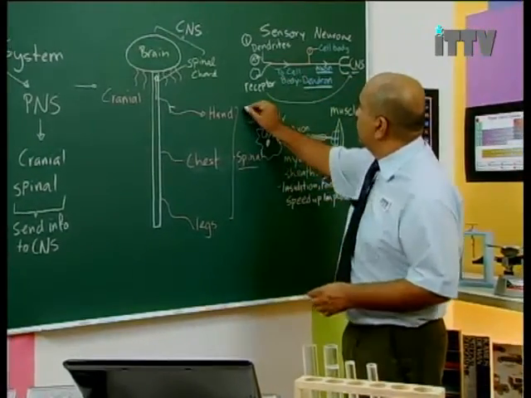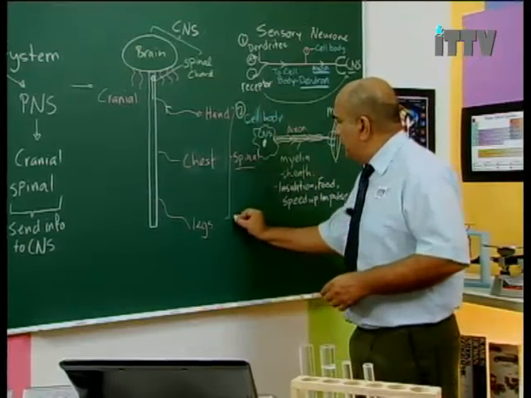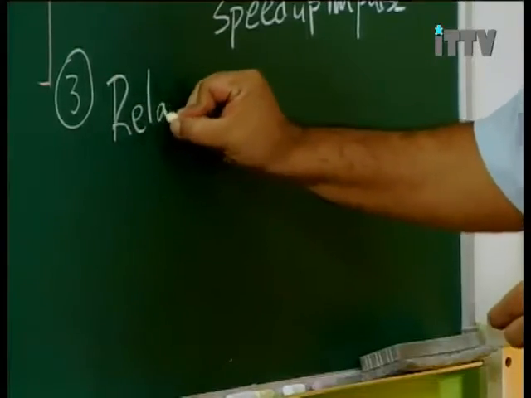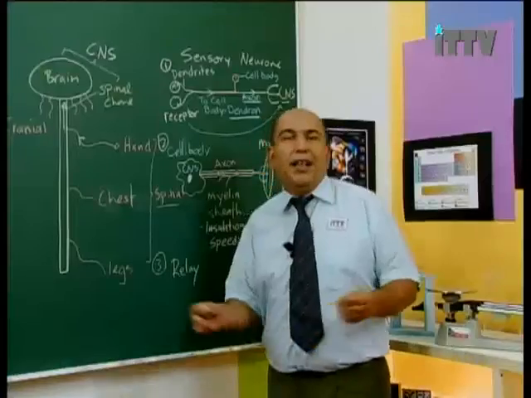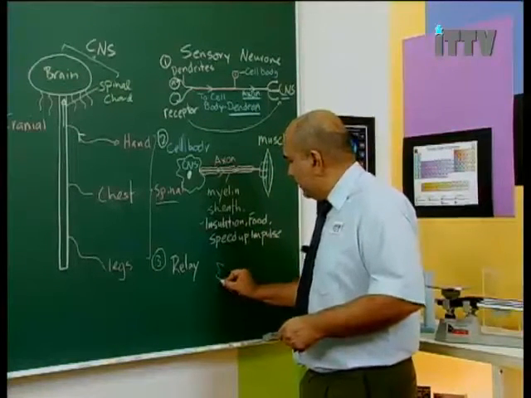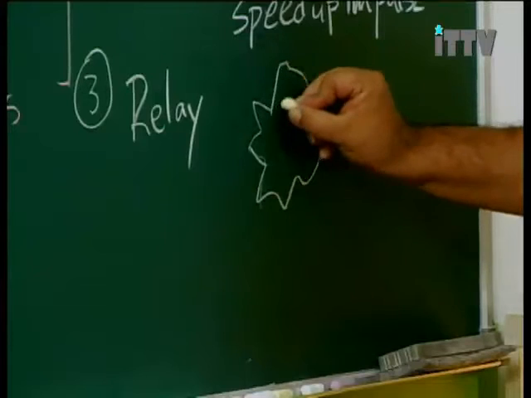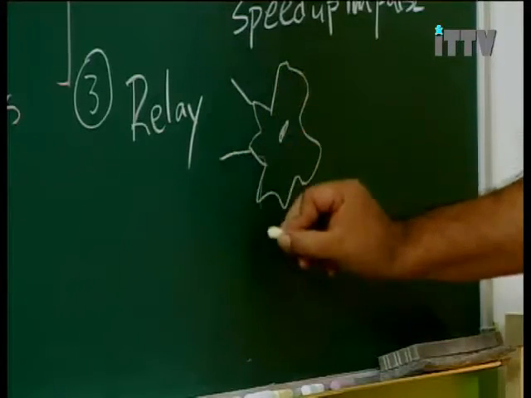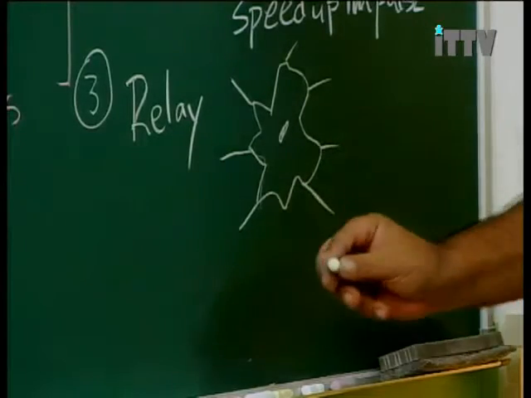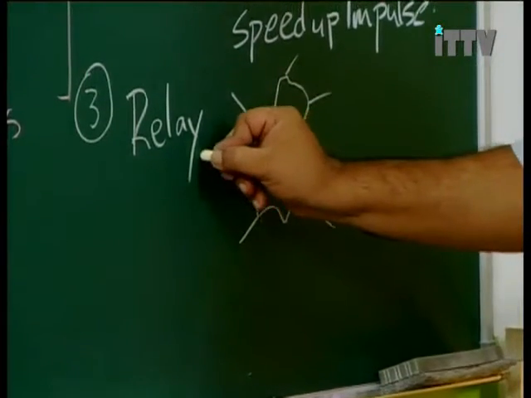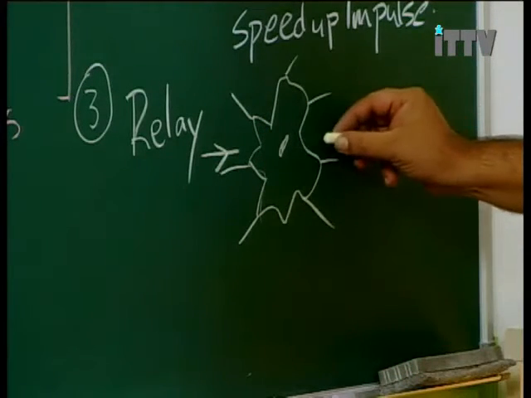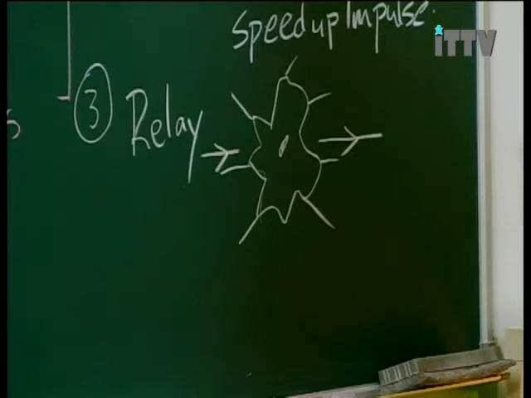So that's number 1. Over here is number 2. Let's do number 3 over here, which is called the relay. Now the relay looks a bit like a fried egg. Basically, it's just a cell body with dendrites coming in and dendrites going out. Basically, on one side, impulses come in from the sensory neuron, and on the other side, impulses come out.